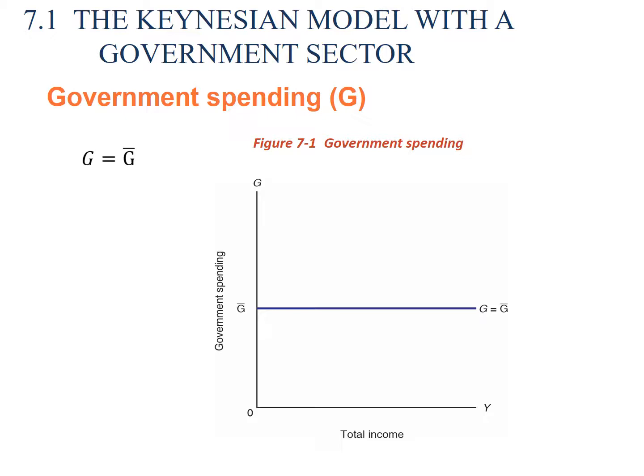Therefore, as we represent government spending in our model, we are going to use the symbol G with a bar on top, where the bar indicates that government spending is autonomous with respect to the level of income. That simply means that it is determined by factors other than income. Graphically, government spending is illustrated by a horizontal line.